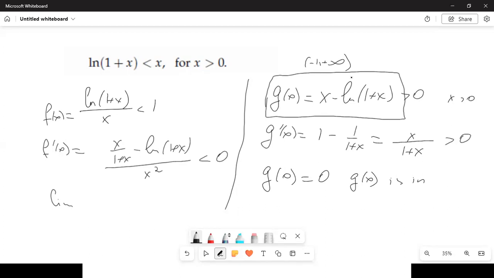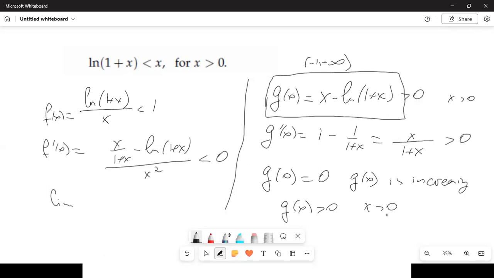And here the function is from 0 to plus infinity, it is increasing. g(x) is increasing. Hence, g(x) will be strictly positive, as x is strictly positive. What we wanted to get.